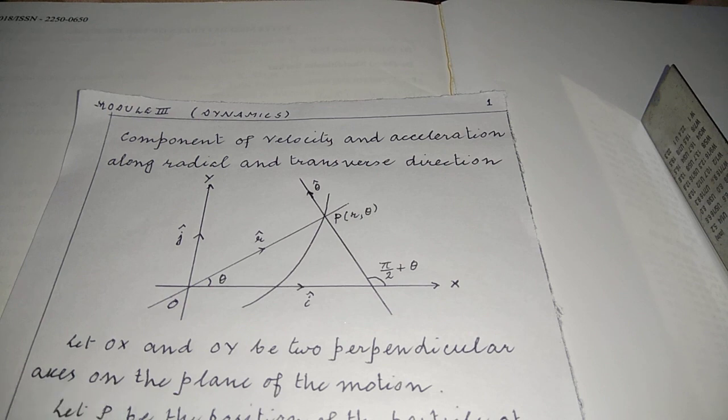Let us look at the figure, the topic first. What is the topic? Components of velocity and acceleration along radial and transverse direction. Transverse direction is also known as cross radial direction. Radial means along the radius vector.